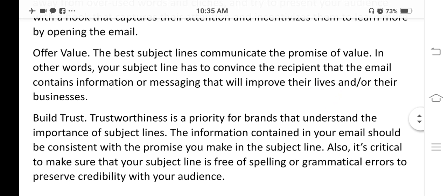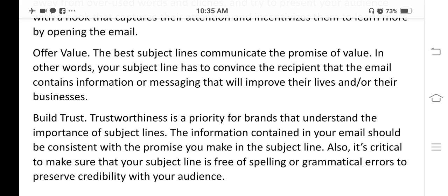The subject line should also be able to build trust. So trustworthiness is a priority for brands that understand the importance of the subject line. So the information contained in the email should be consistent with the promise you make in the subject line. So whatever information you have written down, it should definitely match with the subject line.